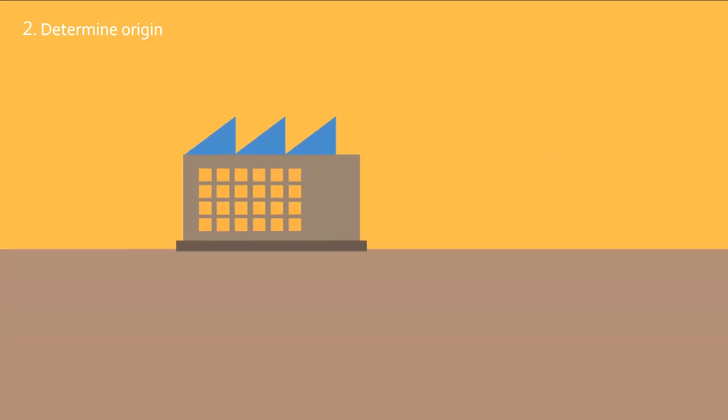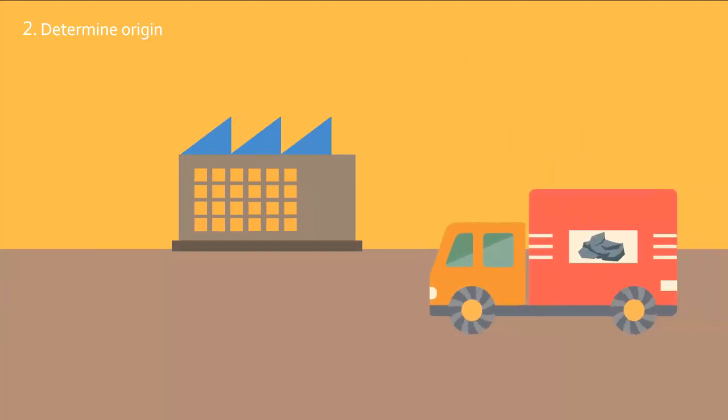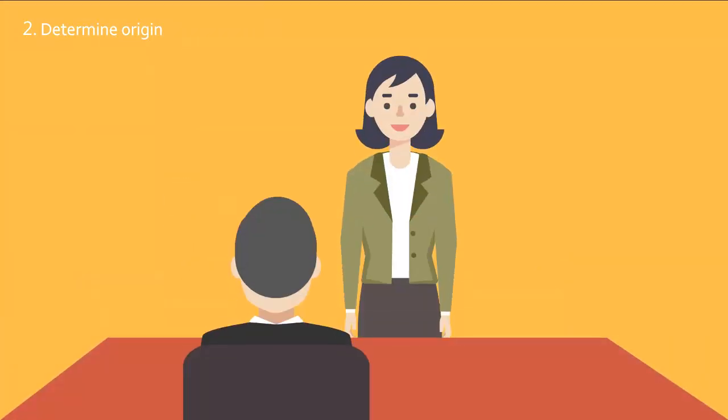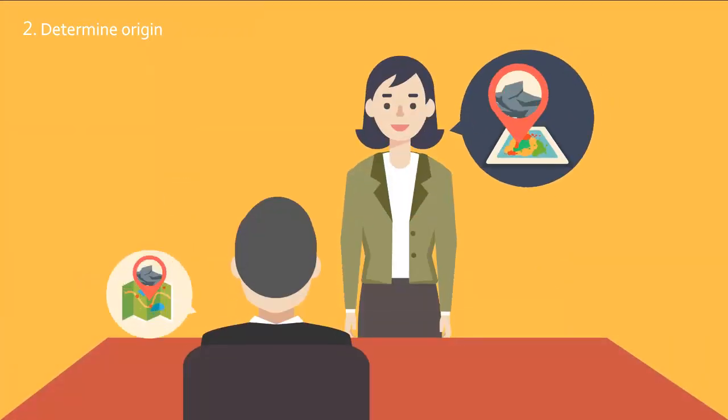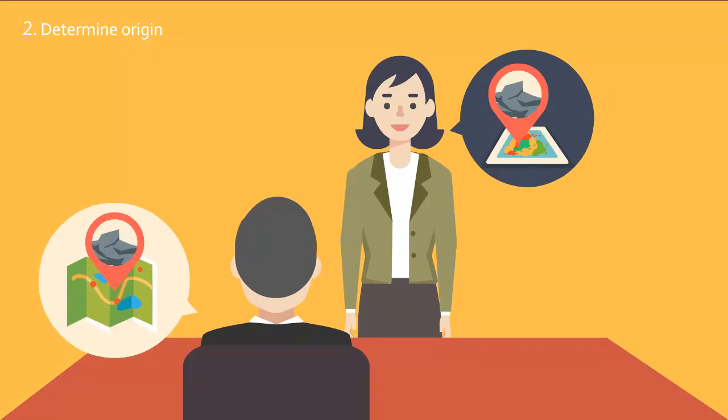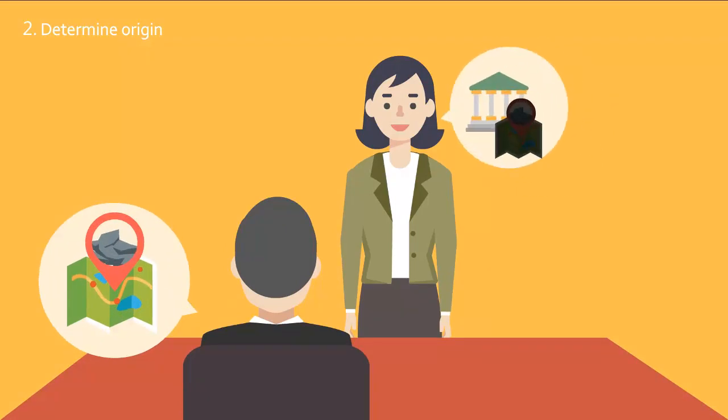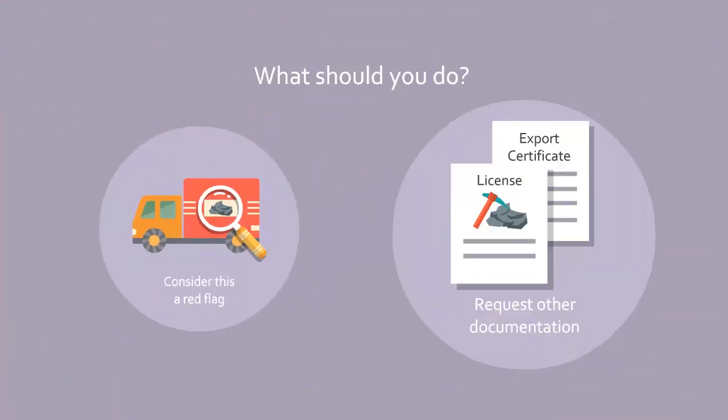Let's say a new supplier is sending a shipment of mined material. The supplier says it comes from a low-risk area. But when you ask for the country of origin certificate, she tells you this country doesn't provide them. What should you do?